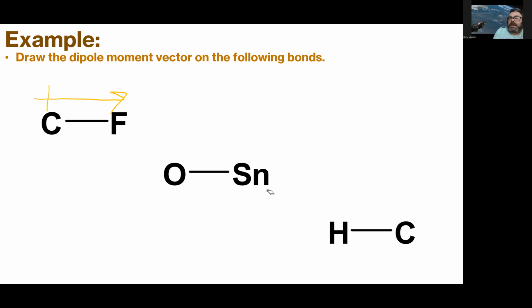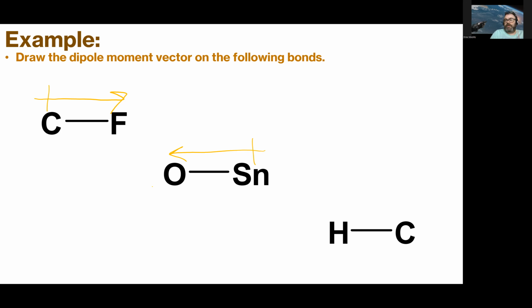If we look at oxygen and tin, which of these is more electronegative? Oxygen's further up and further to the right, so oxygen is more negative. So we can point towards the oxygen.